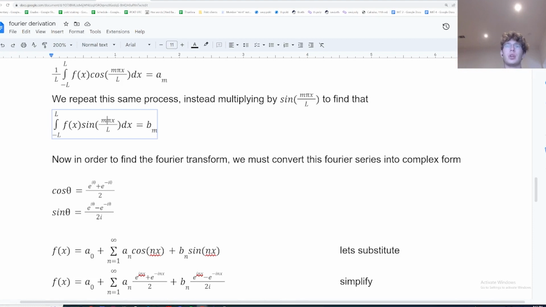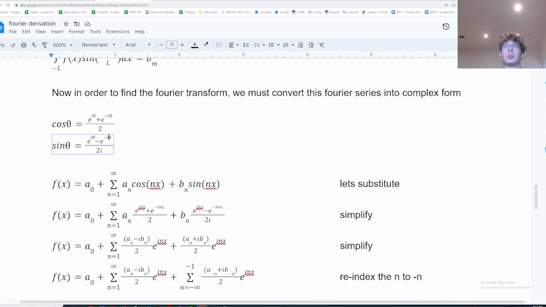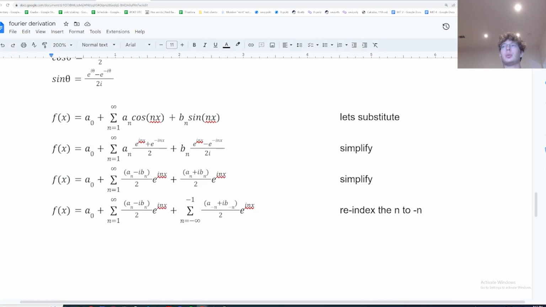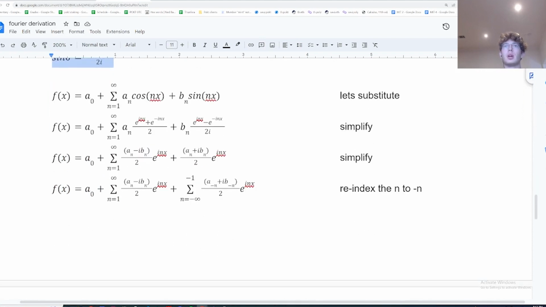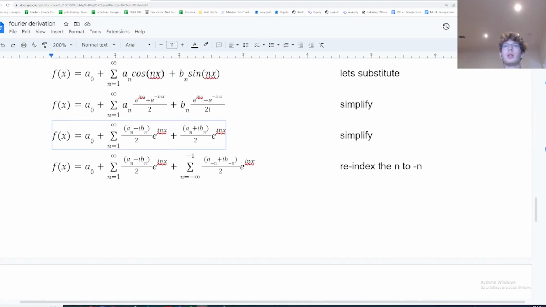So by Euler's formula, we have a definition of cosine and sine using complex exponentials. We have the original definition of the Fourier series, and we substitute in our new definition of cosine and sine. We do this a few times, and then we simplify. And then here we get to the slightly tricky part.